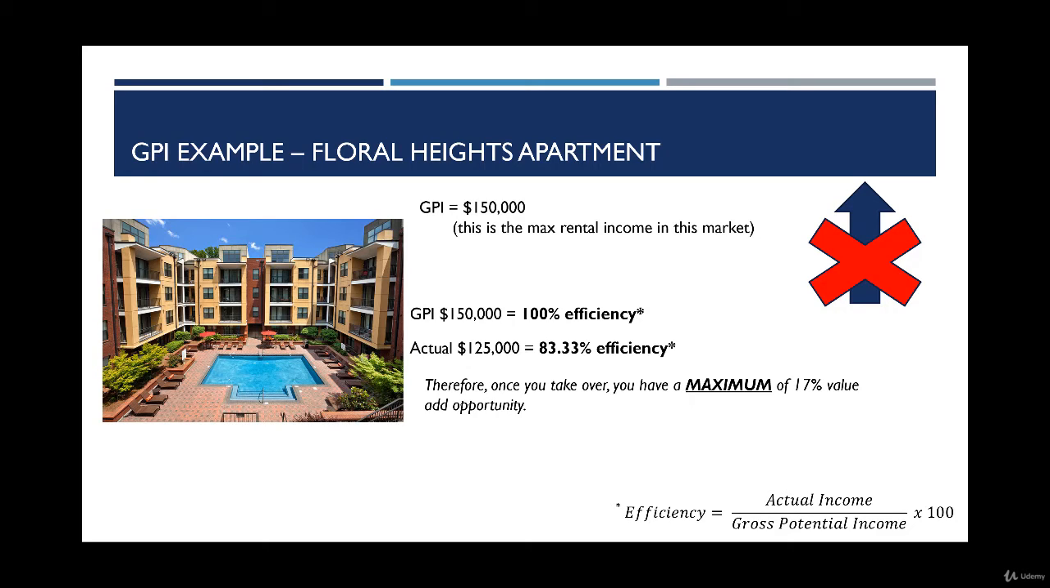Now, before we move on, let me reinforce something. Please note that when we calculate GPI, we are only considering the maximum income potential from rents only, not other income streams such as laundry income, late fees, pet fees. We're not considering that in our GPI. Okay, that's going to be a separate line item. Now I'll get to that in a later section. So just for now, for GPI, just make sure you're calculating just rents. So I hope that's clear.